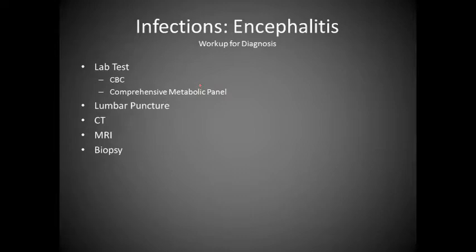So the method for diagnosing encephalitis initially begins with lab tests such as CBC and comprehensive metabolic panel. The comprehensive metabolic panel will demonstrate whether certain organ systems are functioning correctly, and the CBC will indicate whether there is inflammation or possible inflammation in the body. Probably the most prominent and accurate method for diagnosis is the lumbar puncture and an analysis of the spinal fluid, but CT, MRI, and biopsy can also be utilized.